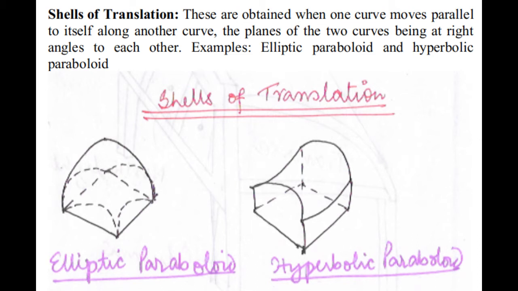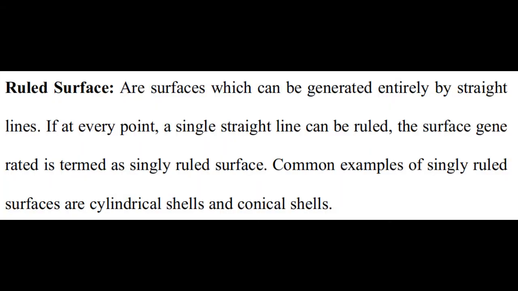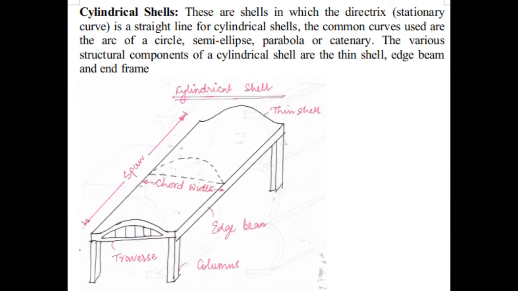Next comes the ruled surface. As I have told you, there are three categories: shells of revolution, shells of translation, and next is the ruled surface. Ruled means straight line, correct? So these ruled surfaces are generated by a straight line. At every point a single straight line can be ruled. The surface generated is termed the single ruled surface. Common examples of the single ruled surfaces are cylindrical shell and the conical shell.